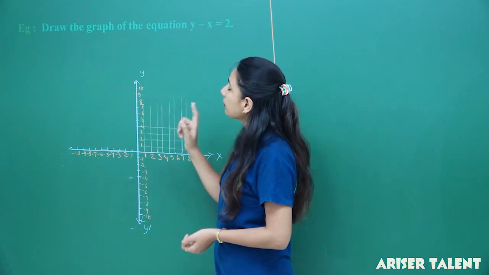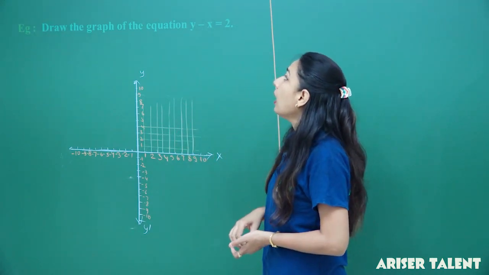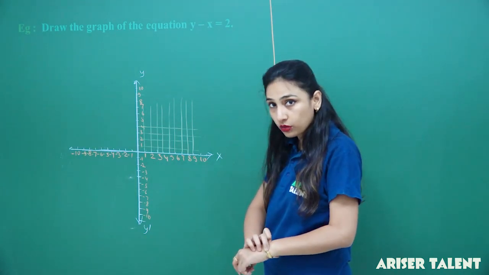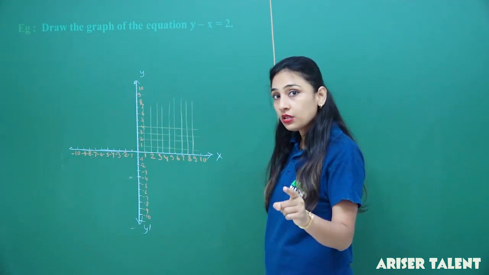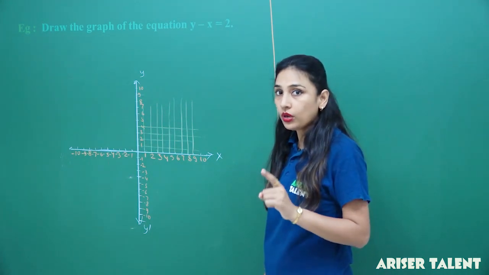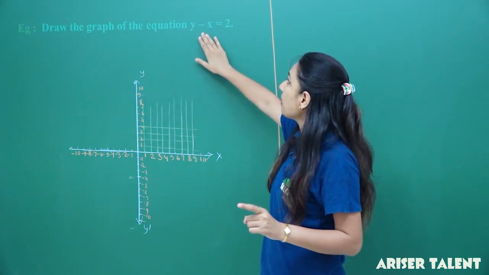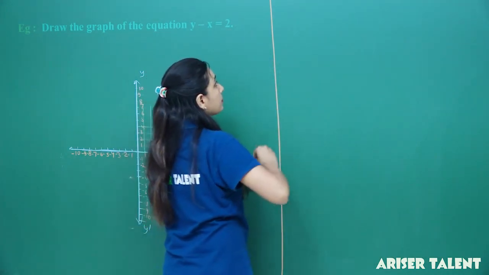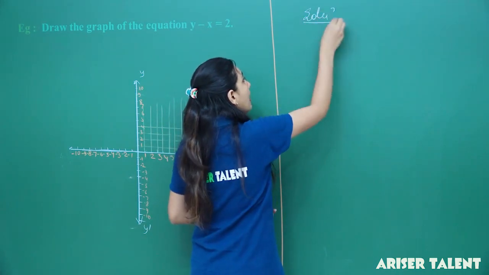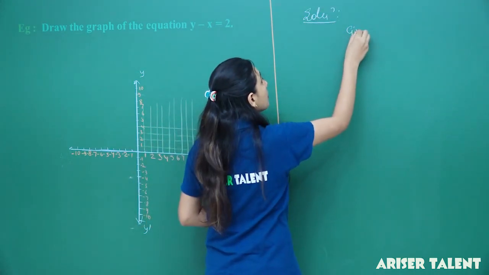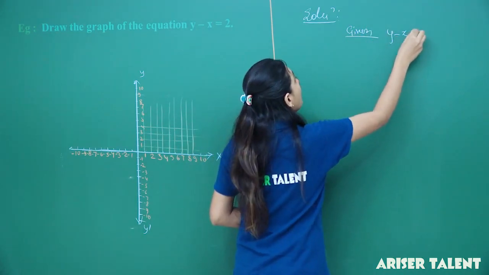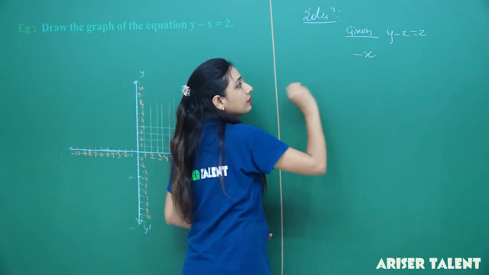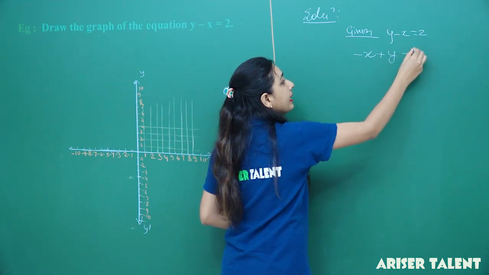Okay, students. So our question is: draw the graph of the equation y minus x equals 2. Students, what were the steps to be followed? Step number 1, equation in the basic format first. So it is y minus x equals 2. So the basic equation is what? Given y minus x equals 2, the basic equation will be minus x plus y minus 2 equals 0.